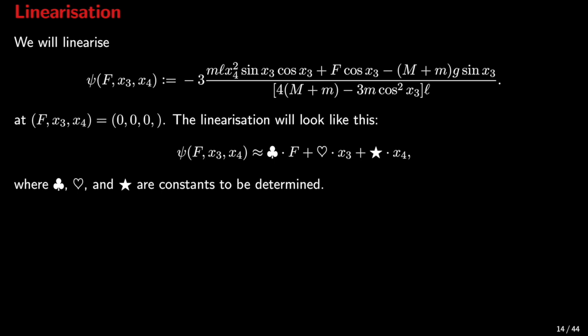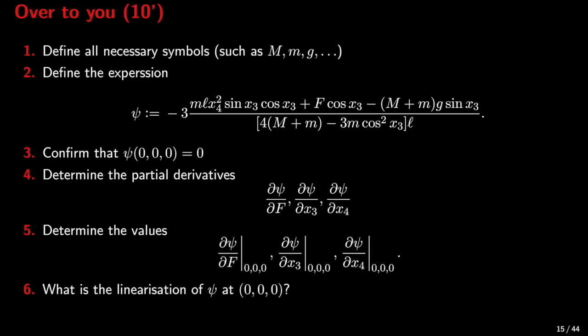So this is what we need to do. We'll linearize psi at the point f, x3, x4 equals 0, 0, 0. The linearization will look like this. To put it simply, psi will be locally approximately equal to a constant times f plus a constant times x3 plus a constant times x4. These constants are to be determined. And well, these constants are precisely the partial derivatives of psi at 0, 0, 0 with respect to f, x3 and x4 respectively. So over to you.